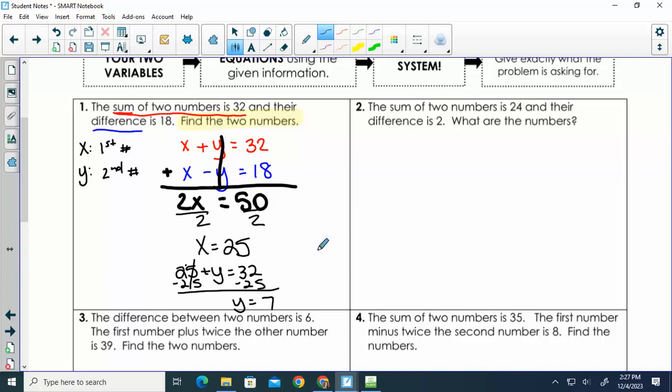Usually I made you answer word problems in a sentence. I am not going to make you do that today. But what I just want you to do is go out to the side and just label the numbers. So 25 and 7. We don't really have to write an ordered pair. Technically, the best answer would be to write a sentence saying the two numbers are 25 and 7. But I'm just going to let you write it out to the side. You don't have to do a total sentence. Is that one okay?